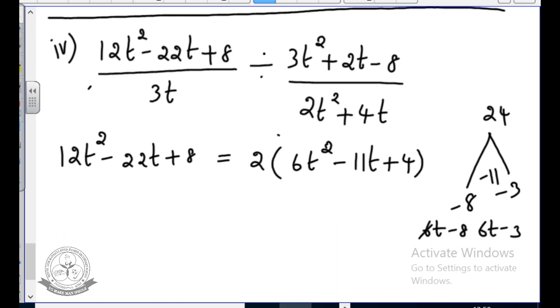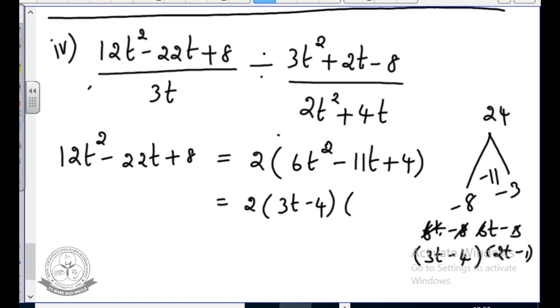So here we can do the cancelling. 3, 3 twos are 6. 3t minus 4, then here we should divide it by 3. So 2t minus 1. So the factors are 2 into 3t minus 4 into 2t minus 1.